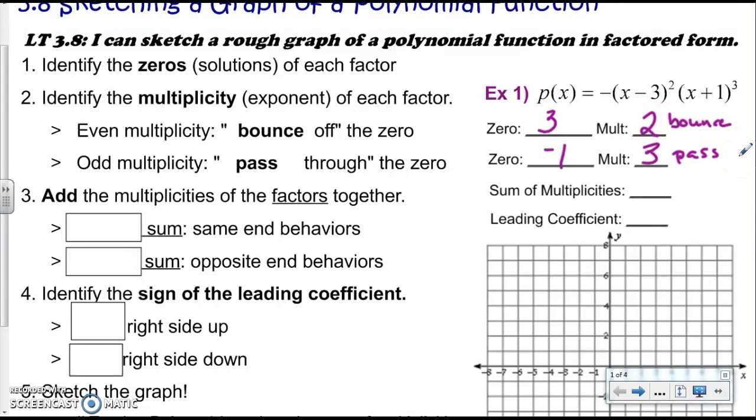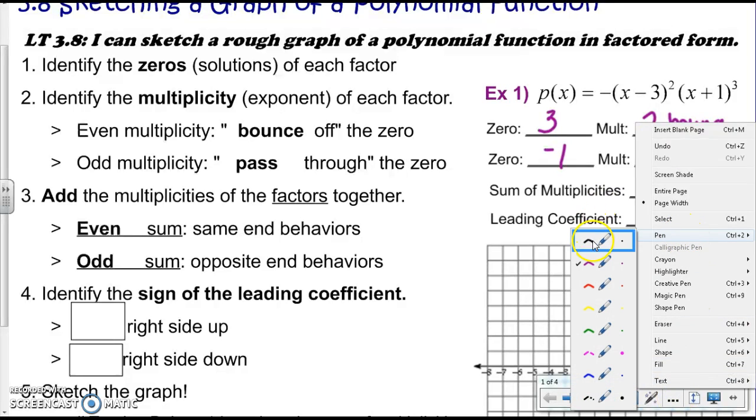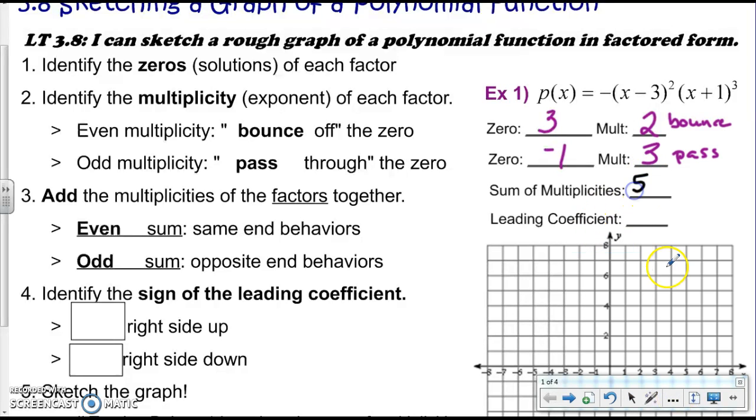A couple other things you want to do. You want to check the sum of the multiplicities for all the factors. So I'm going to add all of my multiplicities here. 2 plus 3 gives me 5. And then I'm also going to identify whether the leading coefficient is positive or negative. And this one is negative.